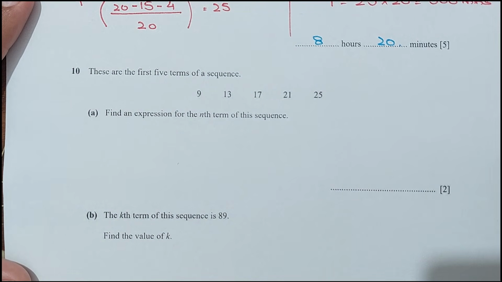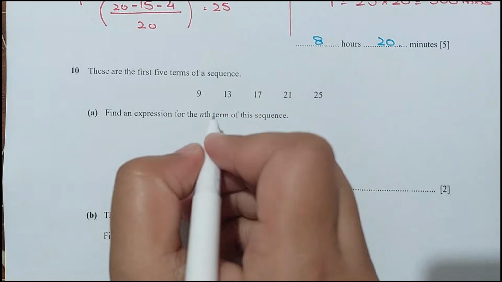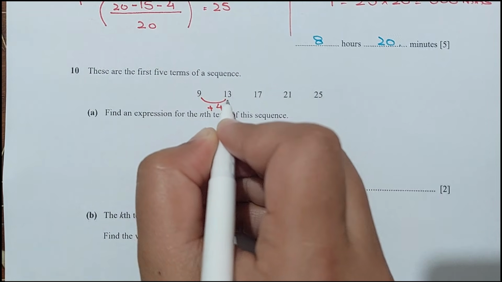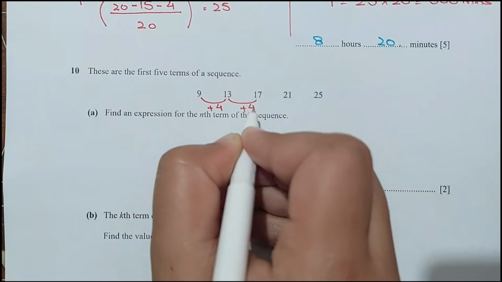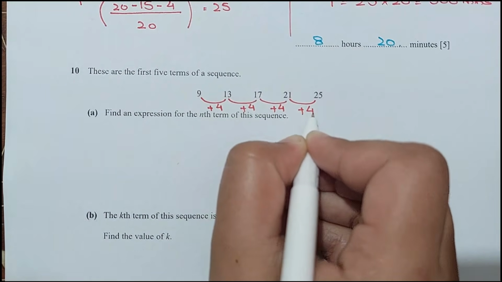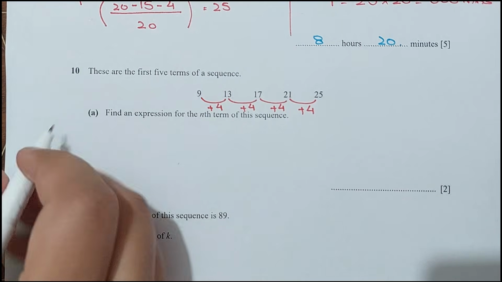Question number 10. These are the first 5 terms of a sequence. Find an expression for the nth term of the sequence. Let me find out the common difference between the terms. As you can see, in 9, when we add 4, we will get 13. 13 plus 4 is 17. 17 plus 4 is 21. 21 plus 4 is 25. So it has a common difference. So this is an arithmetic progression.